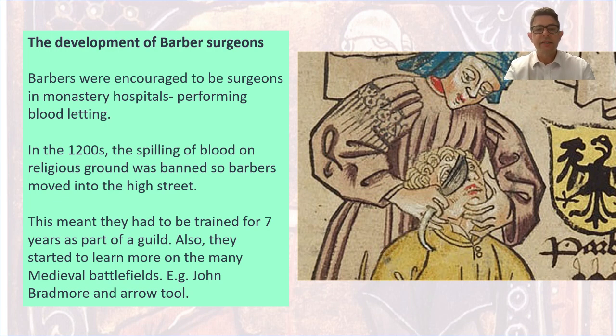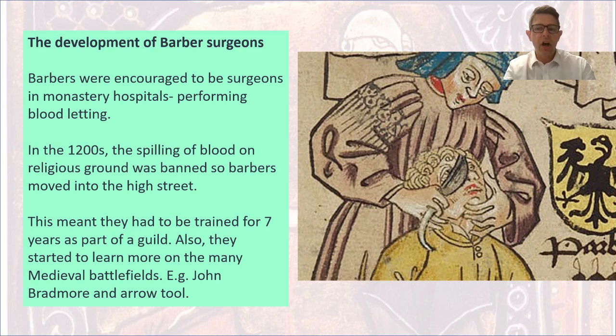So as the name suggests, these were barbers. They cut hair, they did shaving, but they started to be employed more increasingly, particularly in monasteries, to perform bloodletting. In the 1200s, though, the monasteries were banned from allowing bloodletting in their infirmaries and wards, so therefore the barber surgeons had to leave and set up on the high street. So therefore we get the barbers on the high street.